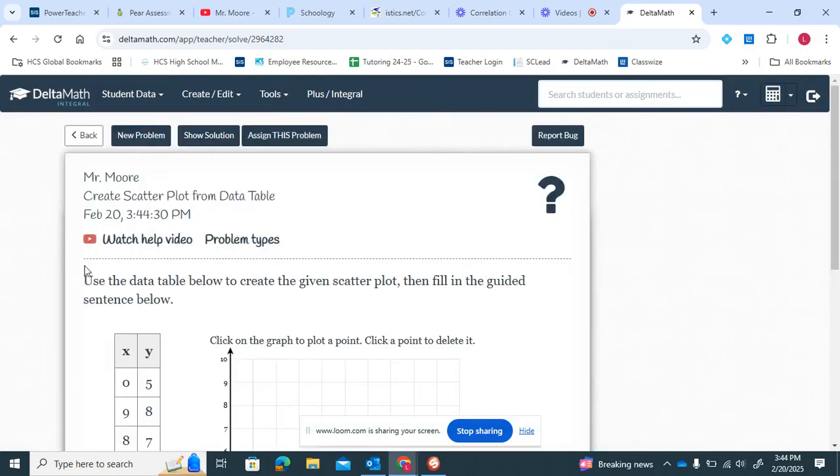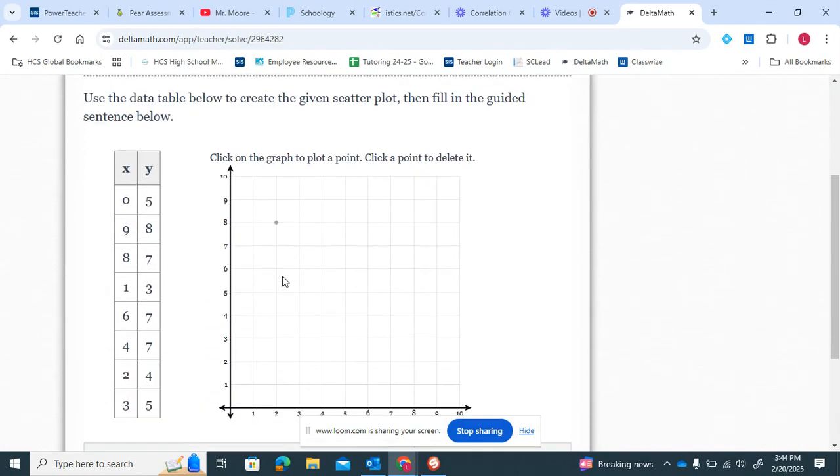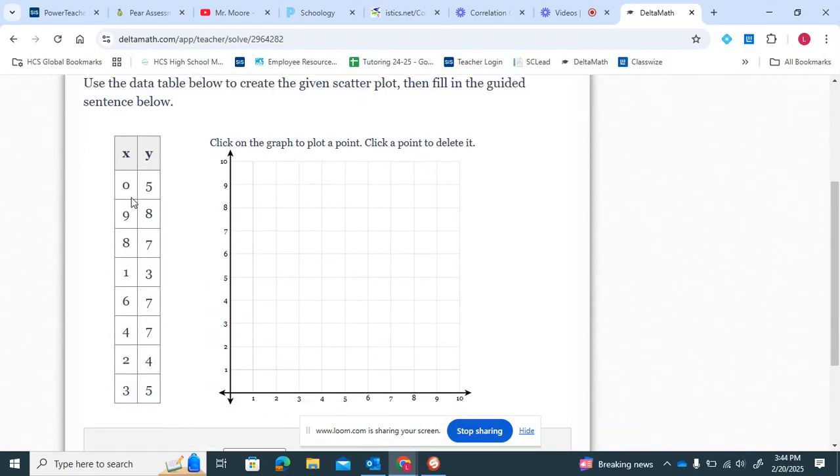The next question is create a scatter plot with the data given. You have to plot every single one of these points. Again, a scatter plot is just a bunch of data points. The difference with a scatter plot is that the data points actually mean something in real life. In this case, it's just an X and Y. We don't know what it means, but let's go ahead and plot it. When X is 0, Y is 5, so that would be this point. When X is 9, Y is 8. When X is 8, Y is 7.